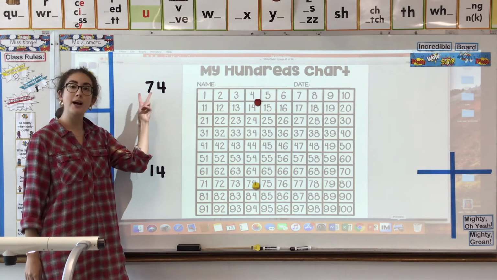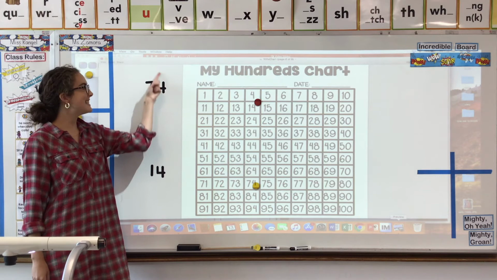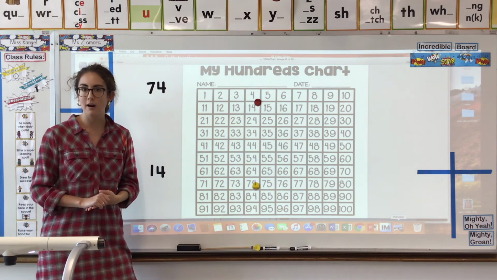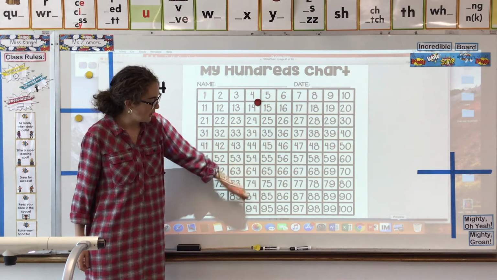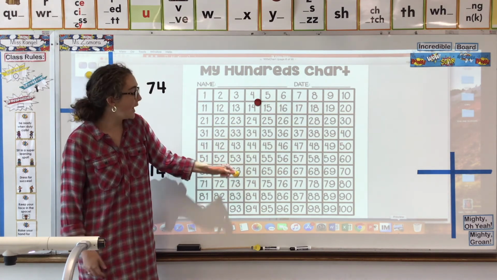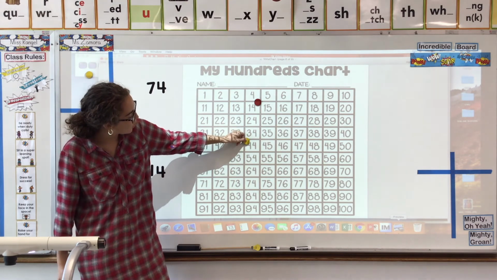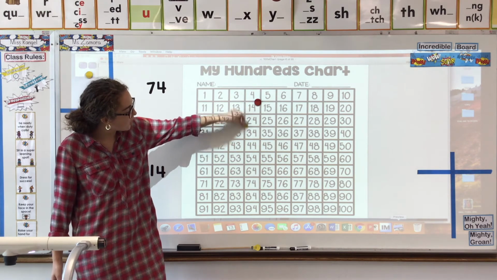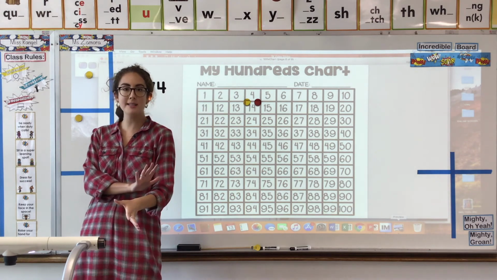In 74, what number is in the tens place? The 7 is in the tens place. So that value's going to start changing. Okay, are you ready? Here we go. 74, 64, 54, 44, 34, 24, 14. That's where we pause.